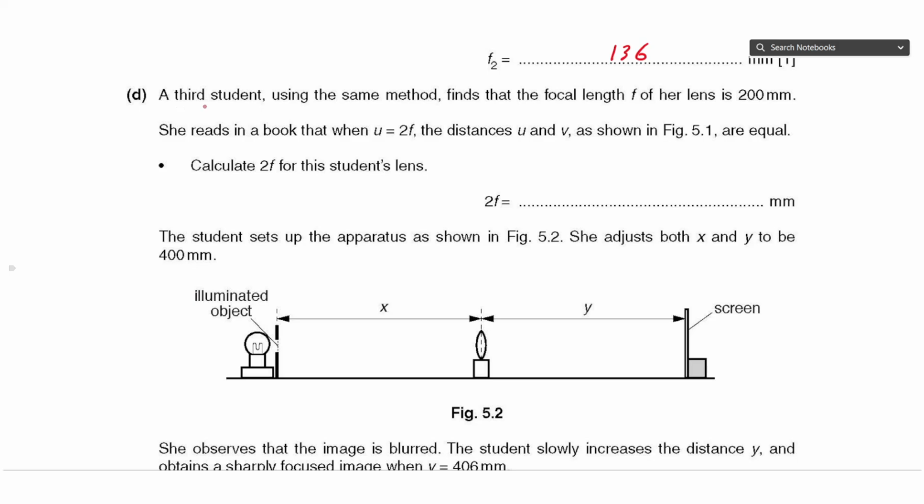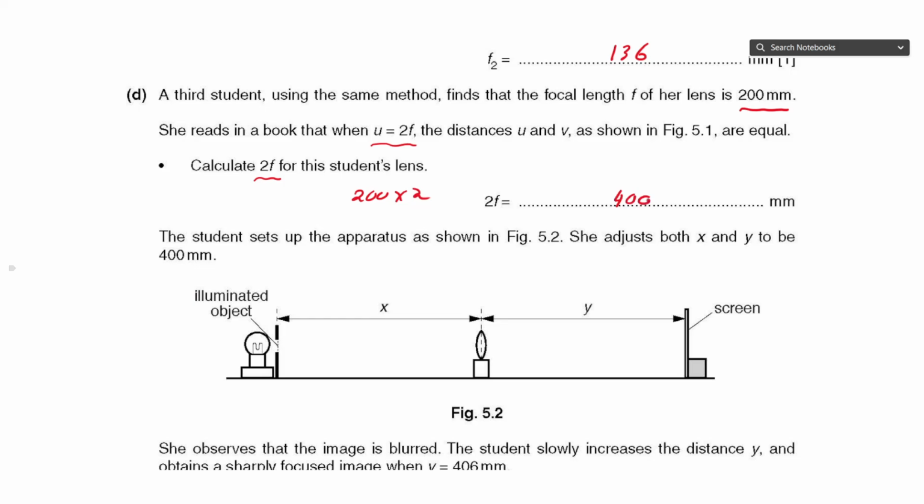Part D says a third student using the same method finds that the focal length f of her lens is 200 millimeters. She reads in a book that when u is equal to 2f, the distances u and v as shown in figure 5.1, which are the distance from the lens to the illuminated object and the distance from the lens to the screen, are equal. So v should also be 2f. First we need to calculate the value 2f. So f is 200, so 200 times 2.